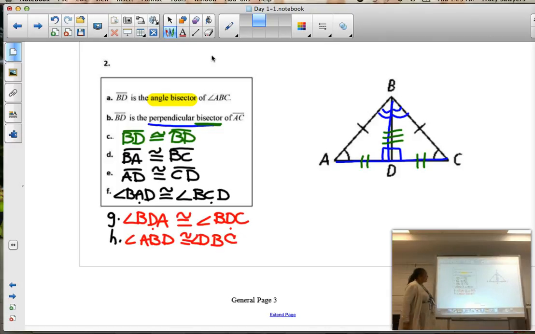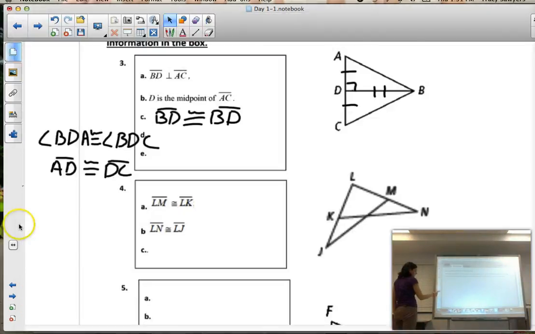All right. Perfect. So we have all 6 parts. Shall we keep going? Actually, can we have them do 3, 4, and 5 right now? I'm going to give you 5 minutes. Okay, does anybody have questions about number 3? No, we're good there? All right, how about number 4?